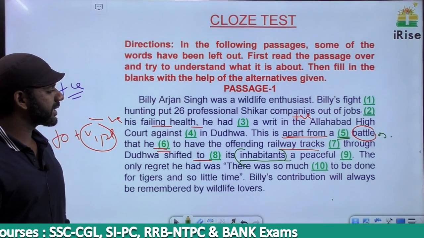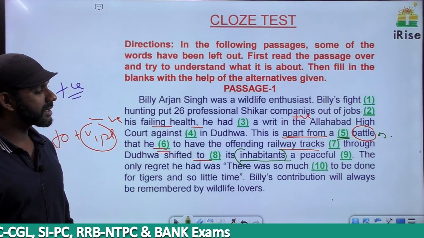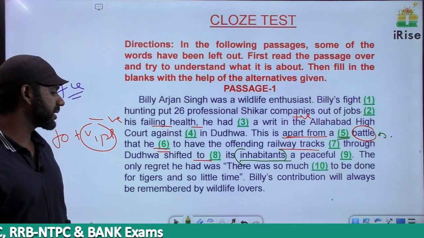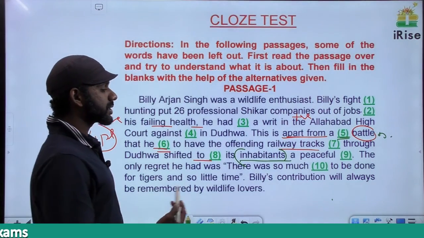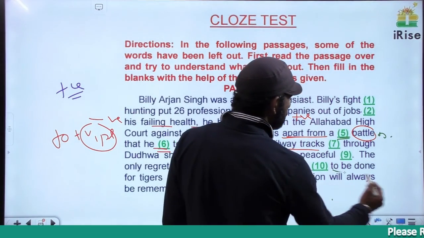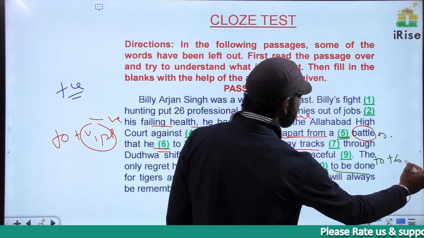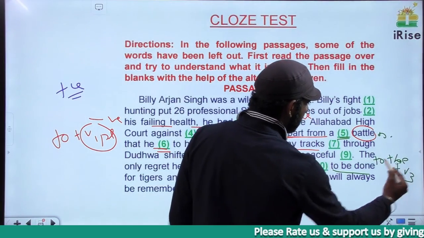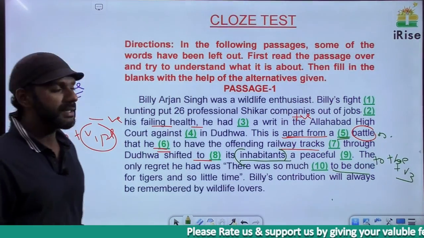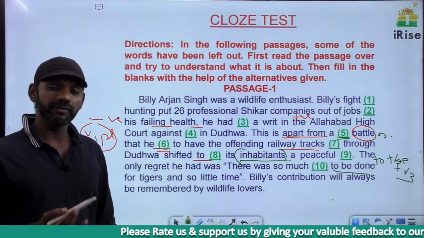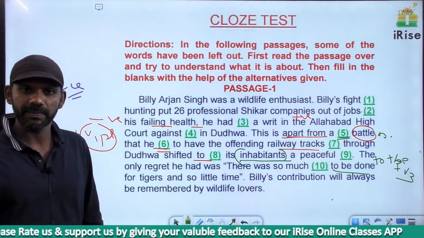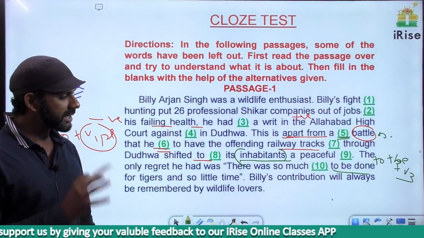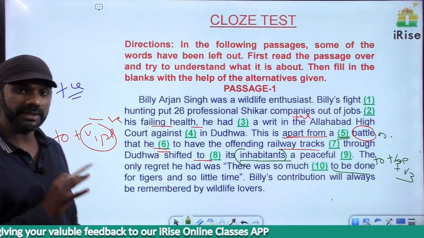The only regret he had was there was so much to be done for tigers and so little time. There was so much dash to be done for tigers. To be done is to plus B plus V3. Done is V3. And as you know, we have discussed in the case of voice and speech, it is modal plus B plus V3. Modal plus B plus V3. So this blank must be filled with a modal.